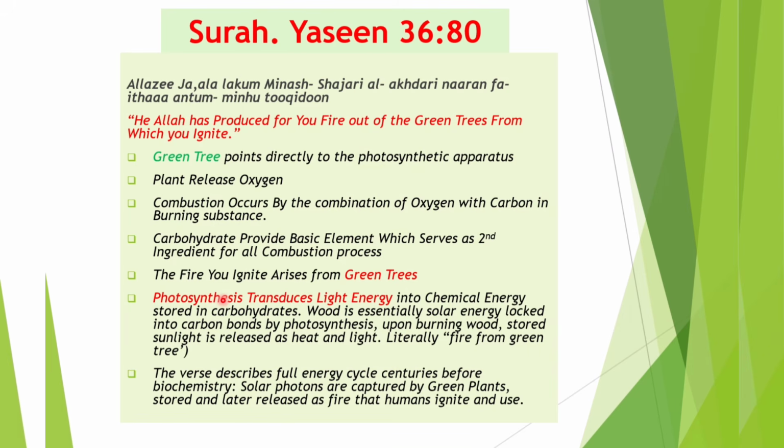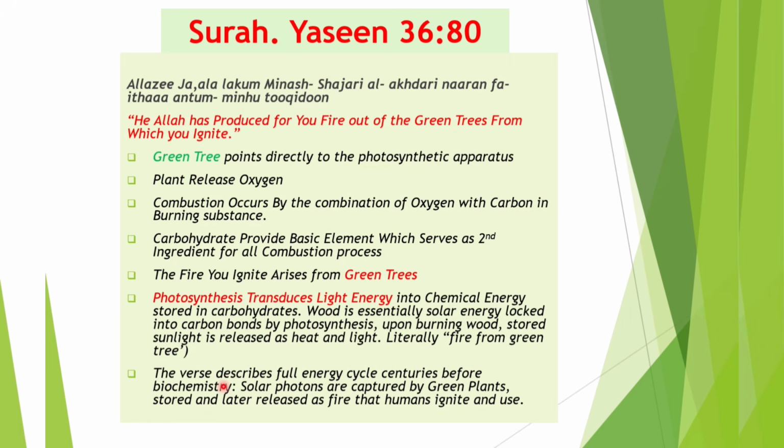light energy is transduced into chemical energy stored in carbohydrate. That can be wood, that can be glucose; the wood is essentially solar energy locked into carbon bonds by photosynthesis. Upon burning wood, because burning also requires oxygen, the stored sunlight is released as heat and light. So literally, fire from green tree.